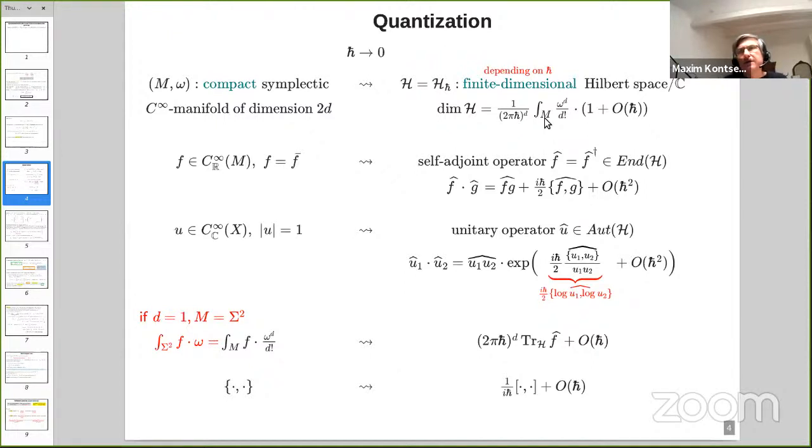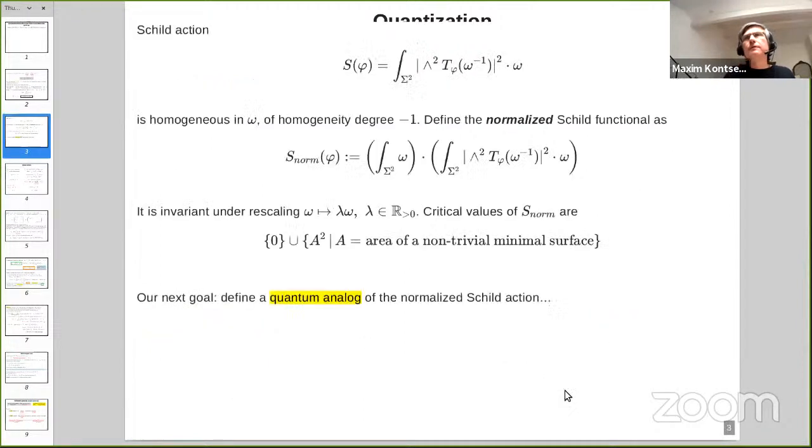In the case when the manifold has dimension 1, a surface, you just integrate the function with respect to omega, like we do in the Schild action. And I repeat, the Poisson bracket goes to 1 over h bar times the commutator of operators. Okay, so this was our Schild action.